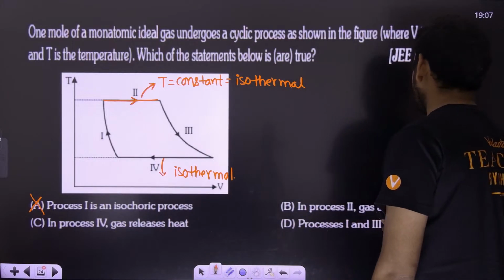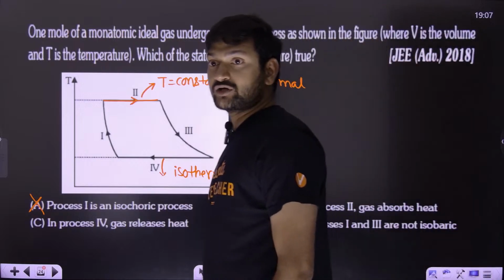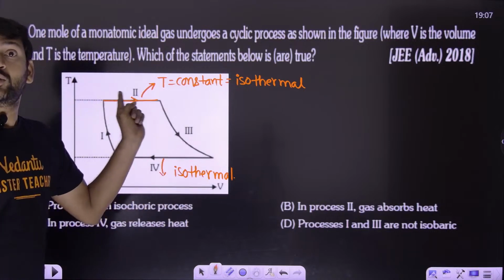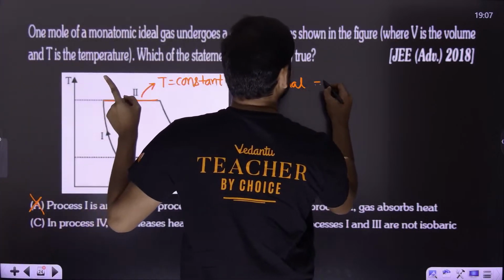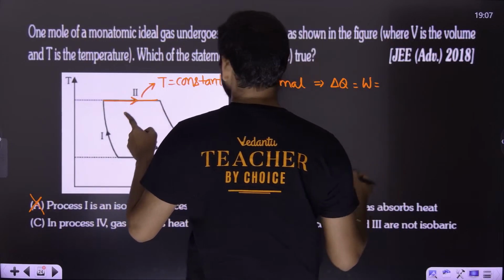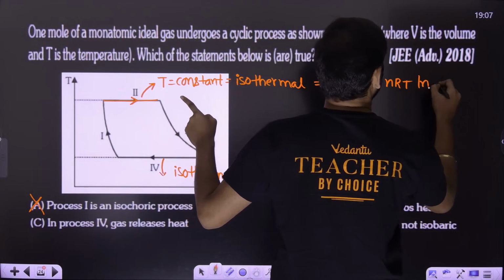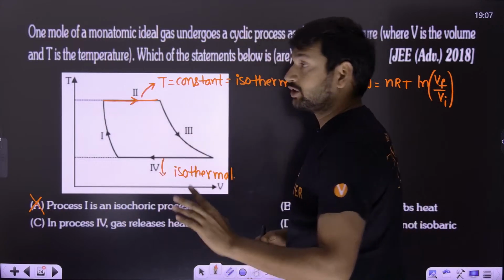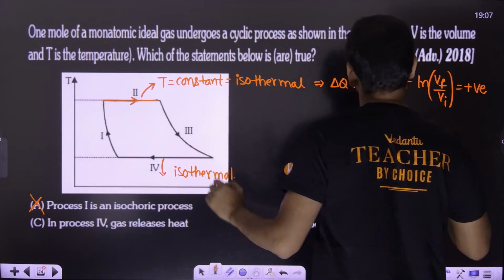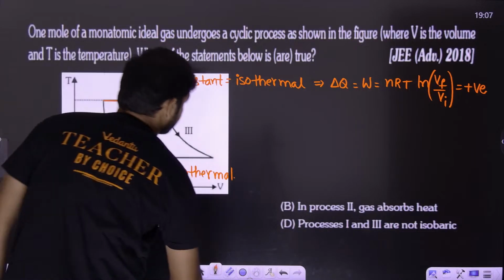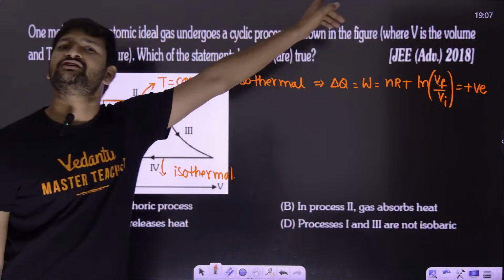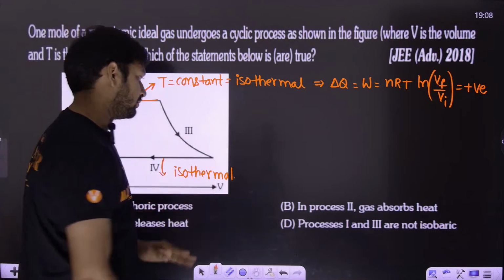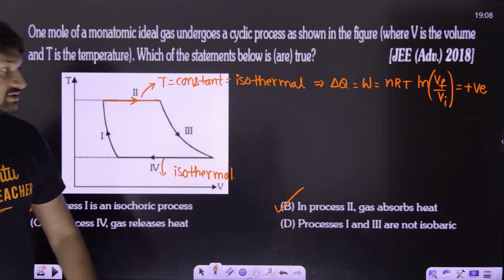And in process 2, gas absorbs heat. Look, man, what is happening to the volume? Volume is increasing, right? In isothermal process, delta Q is going to be W, which is going to be nR ln final volume by initial volume. So as the volume is increasing, final volume is definitely more than the initial volume, so this is going to be positive. Or you can use your common sense. As volume is increasing, work is positive. If work is positive, delta Q is positive. If delta Q is positive, obviously heat is absorbed. So B is correct. In process 2, gas absorbs heat.